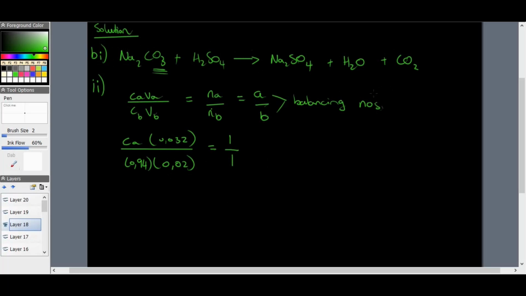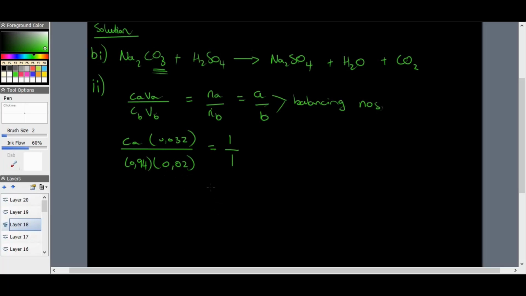I'm going to explain that again, because everything is in proportion of 1:1:1:1:1:1. So therefore, CaVa divided by CbVb is equal to Na divided by Nb, which is equal to A over B. In this case, 1 over 1. Hope we all grasp that. What we do next is the top stays the same. We just find a value for our denominator at the bottom.